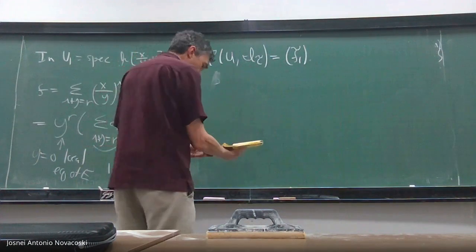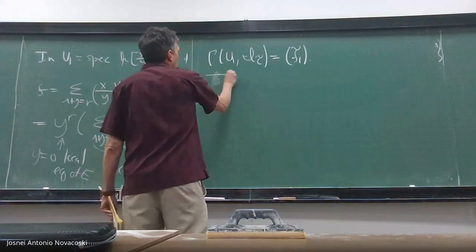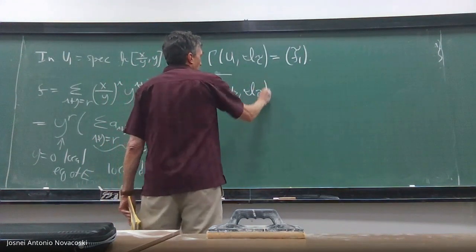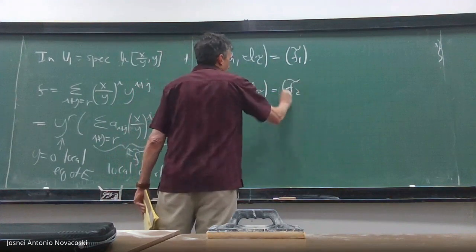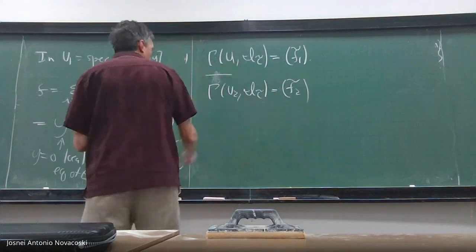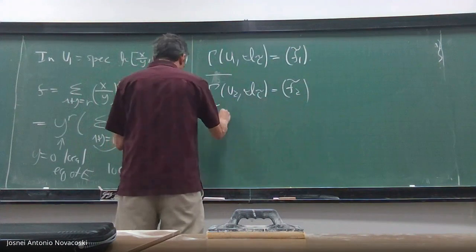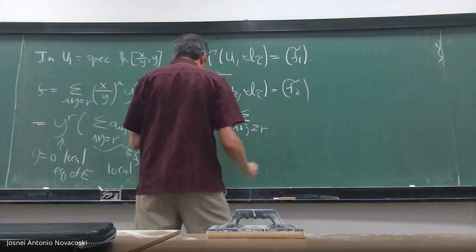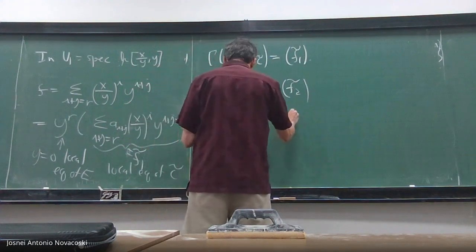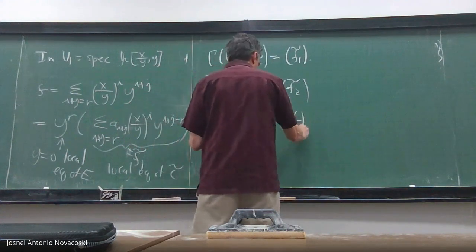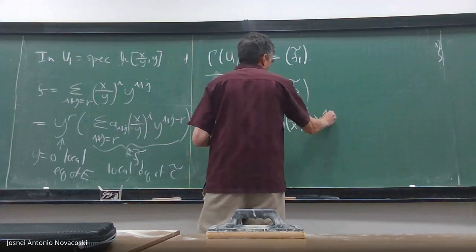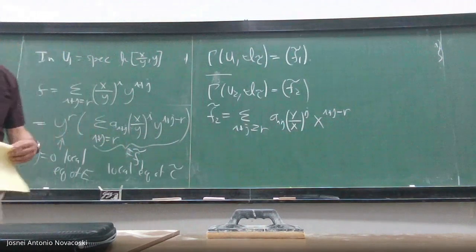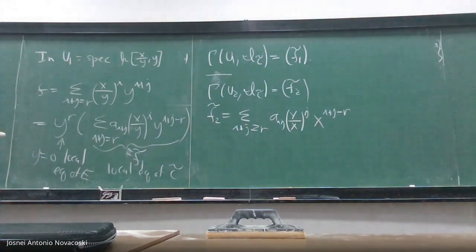Okay. So, and one can also compute that gamma U2 I C tilde is going to be F2 tilde, where F2 tilde is the summation i plus j bigger than or equal to r of a_ij y over x to the j, x^(i+j-r). Okay, it's just the same calculation, only switching out.